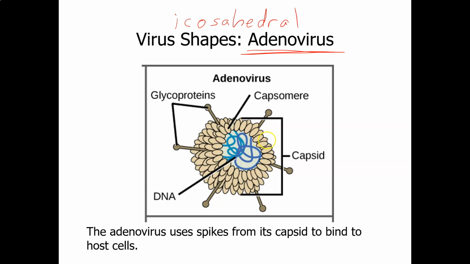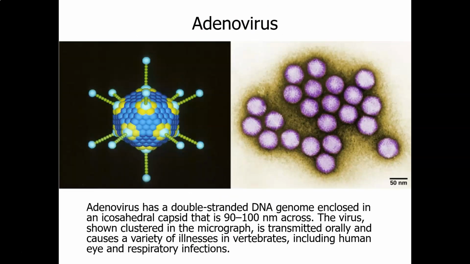That these individual brown ovals are the capsomeres, and all together they form the capsid. So this one does not have an envelope. It simply has a capsid, DNA in the core, and glycoproteins or spikes. And these are the structures that attach to the host cell, those glycoproteins or spikes.